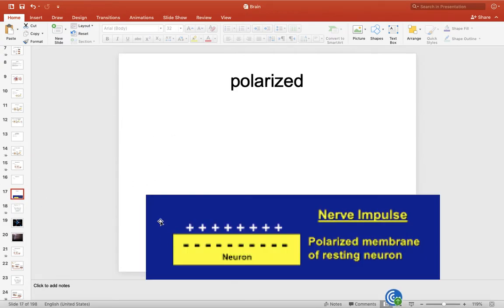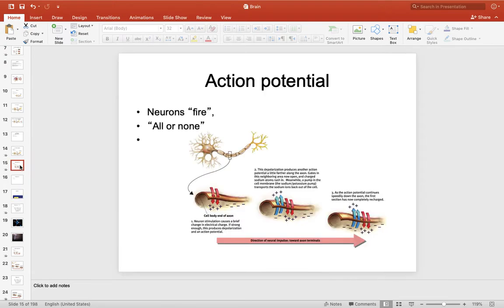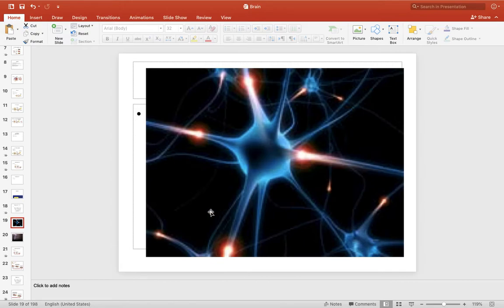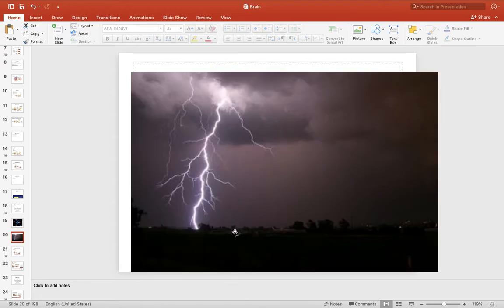And what's going to happen is this is polarized. Depolarized, the pluses are going to go into the neuron. I might have a picture somewhere. Polarized, depolarized. And what happens is that creates electricity. And so that's actually a neuron firing. That's electricity. Just like a battery has plus and minus and generates electricity, neurons actually generate electricity. And speaking of which, lightning works the same way.